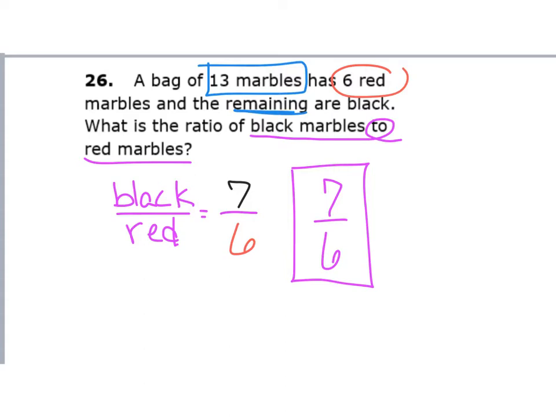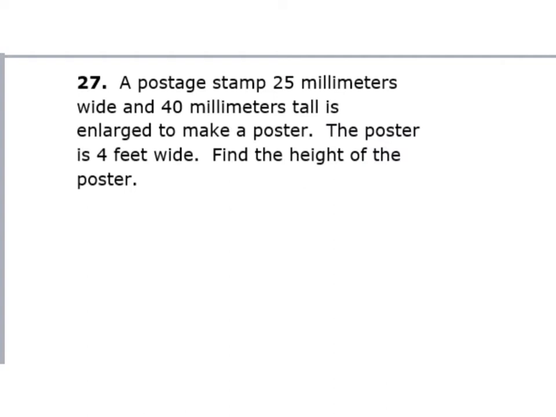27. A postage stamp 25 millimeters wide and 40 millimeters tall is enlarged to make a poster. The poster is 4 feet wide and find the height of the poster. So if I look at the first sentence, I see two things. I see 25 and I see 40. So if I were to make those into a ratio, 25 to 40, I have to make sure I know what each number means. So when I look at that, it's 25 millimeters wide. Okay? And the 40 millimeters is how tall it is.